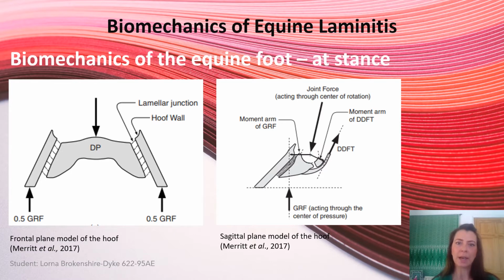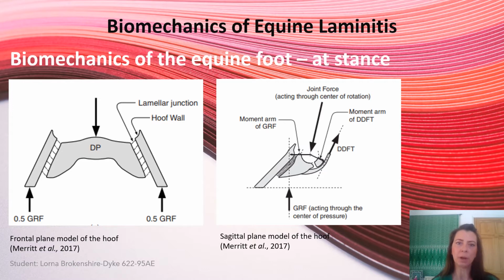The lamellar junction acts as a sling for the distal phalanx, and the laminae are loaded in a combination of shear and tension forces. The joint force is the body weight of the horse exerted down onto the distal phalanx. Superimposed on this is the tension in the deep digital flexor tendon, which produces a flexor moment arm about the distal interphalangeal joint. These forces are balanced by the surface traction of the lamellar junction and the ground reaction force exerting pressure on the hoof via the wall and/or the sole.